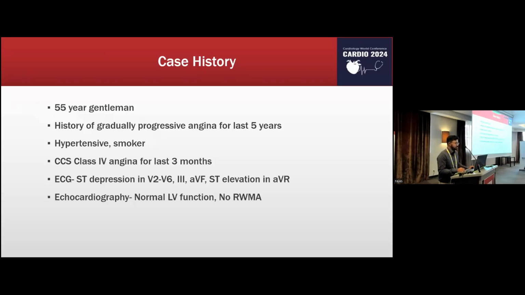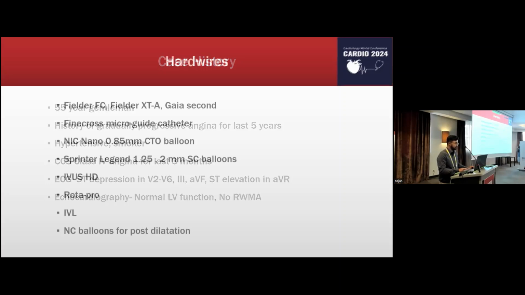55-year gentleman with history of gradually progressive angina for 5 years. He is a hypertensive smoker. CCS class 4 angina for last 3 months. ECG: ST depression in V2 to V6, lead 3, AVF, ST elevation in AVR. Echocardiography: normal LV function, no regional wall motion abnormality.